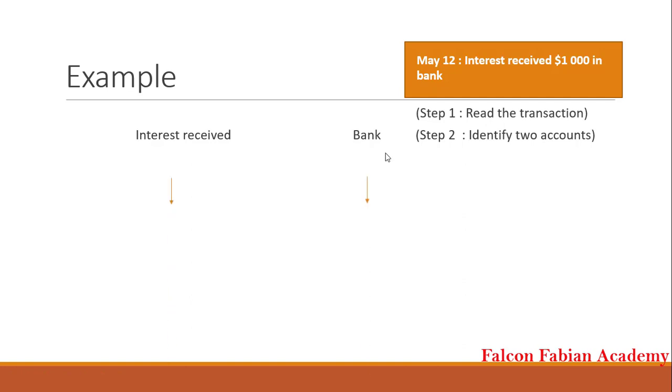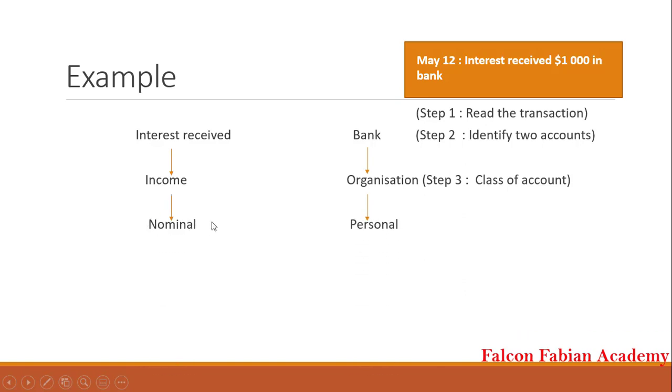Now they belong to which class or which kind of account? Interest received is an income and bank is an organization. So interest received is an income, and whenever it is an income, it will belong to the category nominal account, and all organizations or businesses come under the category personal account. And we've already covered this in a previous slide.